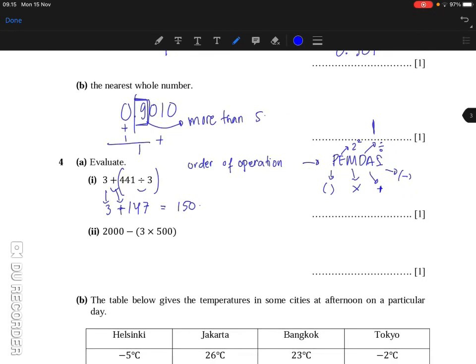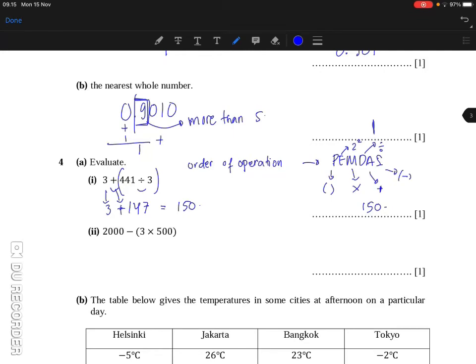Don't forget to leave it in the space given. This is how we do the addition and division. You have to use the order of operation. If you have multiplication and division, you need to check again your order of operation. If you have addition and division, it means the priority here is the division. Now let's move on to the next number.